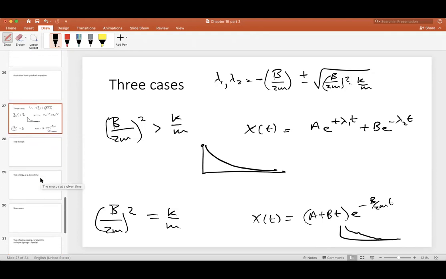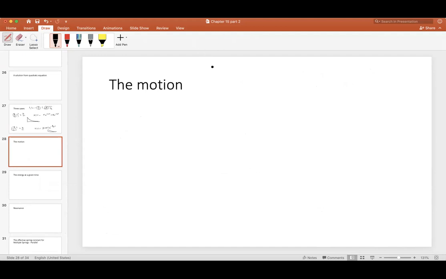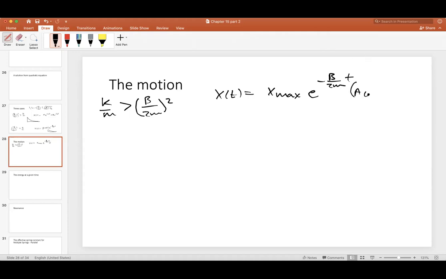But the last one is the one that makes the best sense. And that is if k over m is greater than beta over 2m squared, which is another way of saying the spring constant is much, much greater than the drag coefficient squared, we get this really nice x of t is equal to x max times e to the minus beta over 2m times t, times a cosine omega prime t plus b sine omega prime t. And we'll talk about that in a minute.